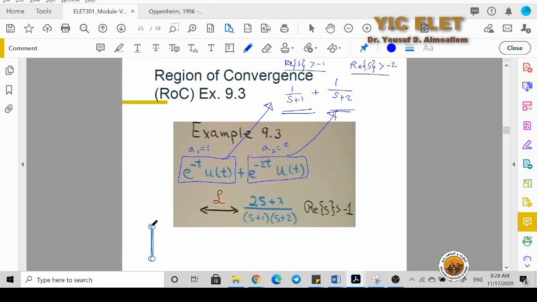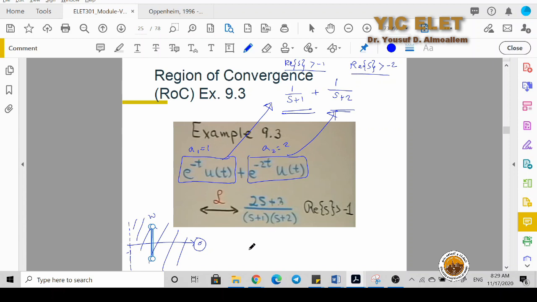Let's draw the s domain. So this is sigma, and this is omega. The real part of s is this, right? This is the real part. So when we said the real part should be greater than minus 1, this is minus 1. So for the first region, it is this part, greater than minus 1, this right side.